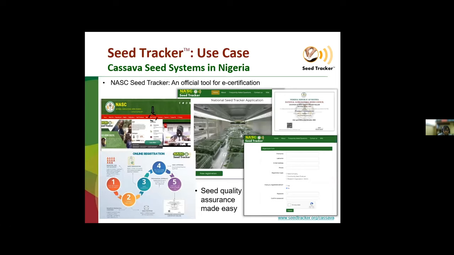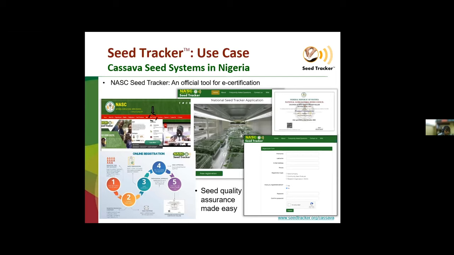Here is another functionality of Seed Tracker that is adopted for e-certification purposes by the National Agricultural Seed Council. It offers a simple five-step procedure for registering seed companies and seed producers with NASC through this online platform. It offers a quick review by the NASC regulatory authorities, and for the qualified producers, issues an electronic certificate of accreditation.